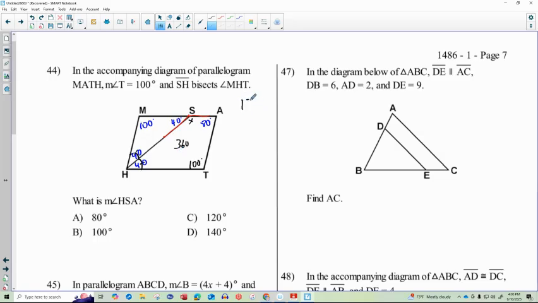So I'm going to take 100 plus 80 plus 40. I'm going to add that up, and I get 220. And I know that this whole thing has to equal 360 because it's a quadrilateral. So I take 360 minus 220, and I get 140 degrees for that angle right there.